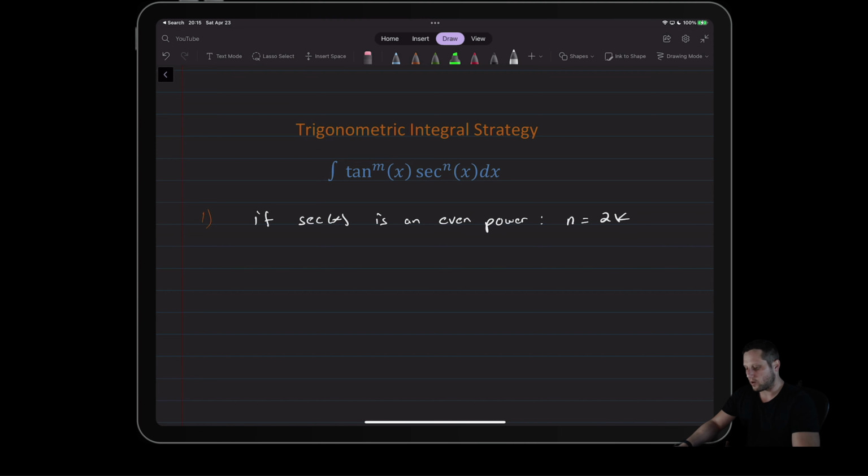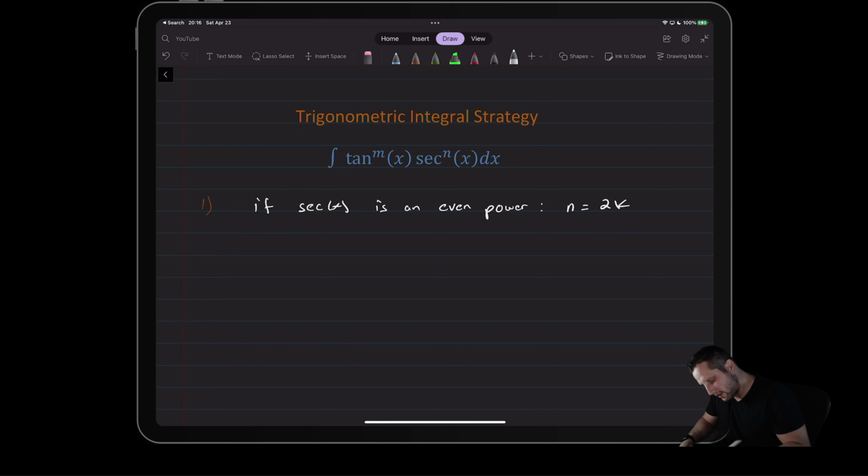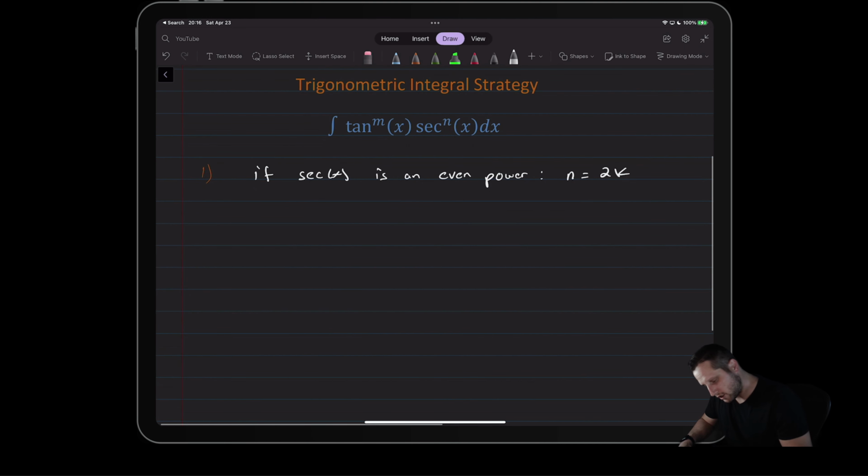We're going to save a factor of secant squared, and we're going to use that factor with an identity to change it from secant squared of x is equal to 1 plus tangent squared of x. And then we're going to leave the remaining terms in tangent. So you'll see why we're going to do that. So let's go ahead and write this out in the integral.